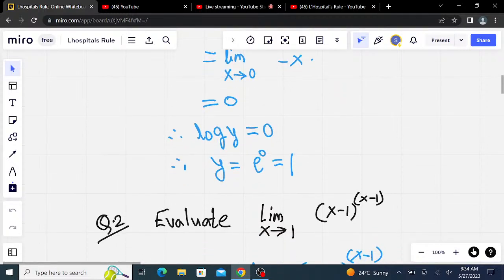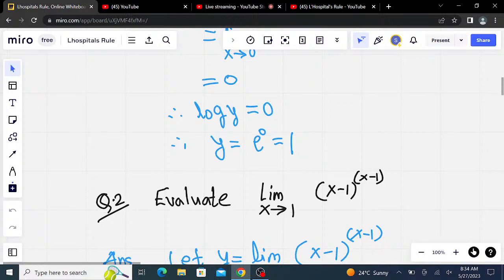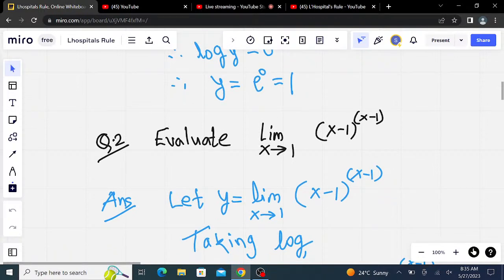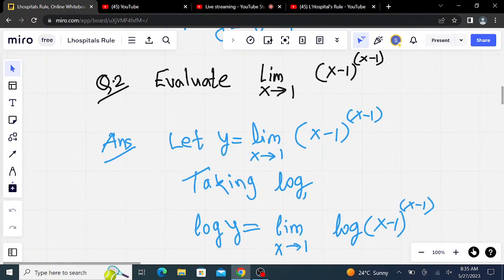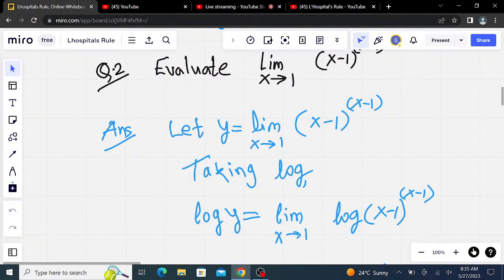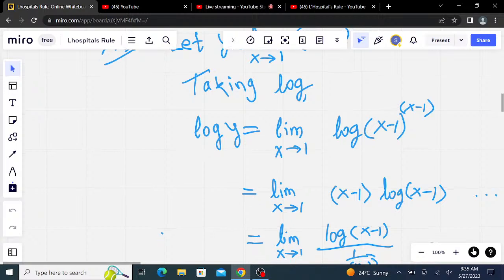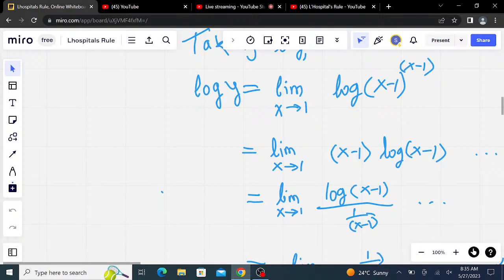Now let us go to the second question. This question is again of the same form, but the limit is calculated at 1. The question says: evaluate limit x tends to 1 of x minus 1 raised to x minus 1. So let us call this y again. Again we have to take log. As you are watching, this is again of the form 0 raised to 0. Taking log, this x minus 1 can be brought down, as we did in the previous case. Same kind of thing.